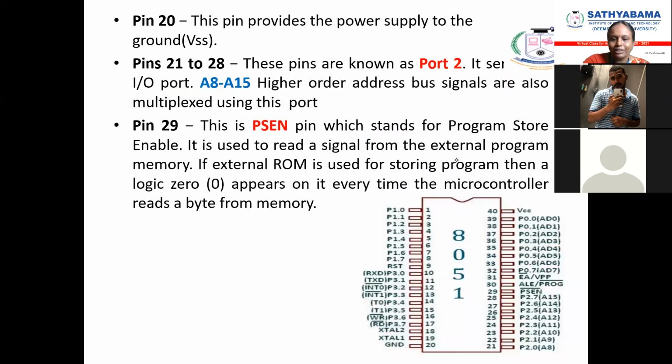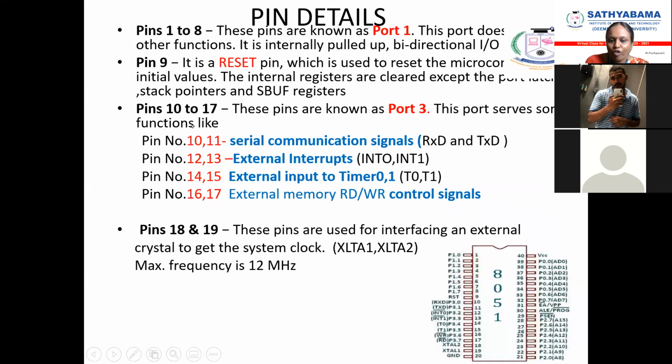I told you this is mainly for creating the clock signal. So the frequency is 12 megahertz. When you study 8085 and 8086, it is around 3 megahertz to 5 megahertz only. Now you are seeing the frequency get increased.